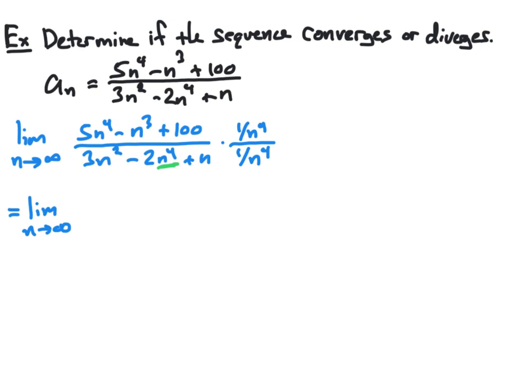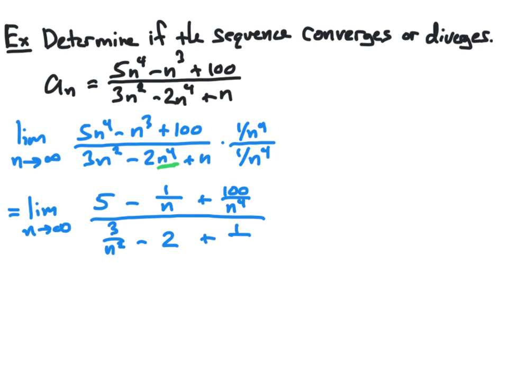When we distribute the 1 over n to the fourth to all of the various terms here, we get the limit as n goes to infinity of 5 minus 1 over n plus 100 over n to the fourth, and all of that will be over 3 over n squared minus 2 plus 1 over n cubed. Notice that the effect here of multiplying by 1 over n to the fourth, all over 1 over n to the fourth, is just to divide every term in the rational expression by n to the fourth.